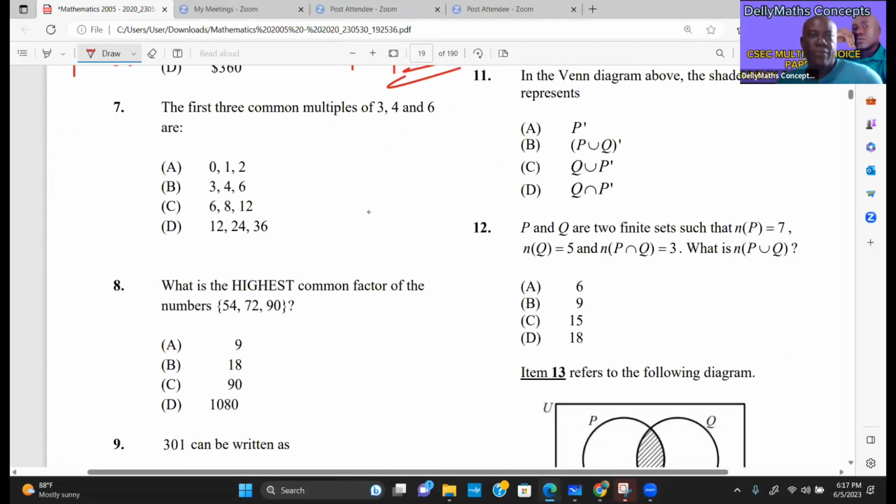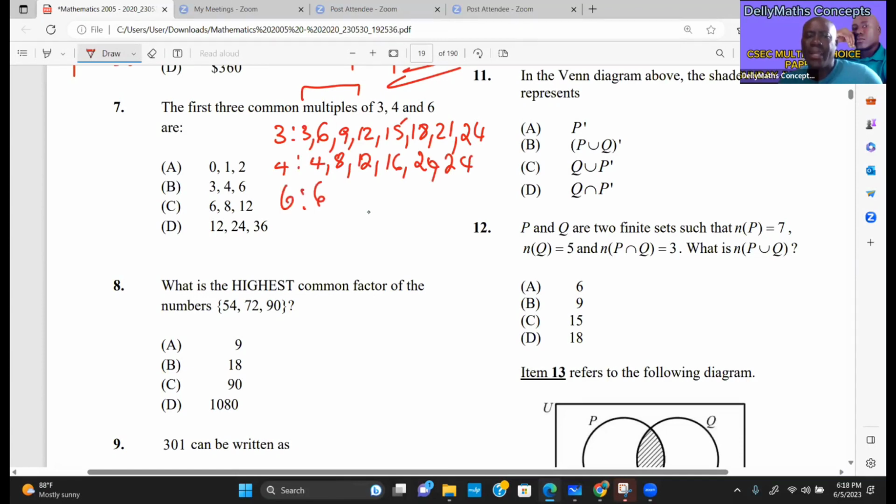Number 7. The first 3 common multiples of 3, 4, and 6 are what? The first 3 common multiples they want to know. So if you're listing, say you're listing 3s, you could keep adding 3. Those are multiples of 3. You keep adding 3 and you go on for a while, right? For 4, keep adding 4. And you keep going with 6, you keep adding 6, right?